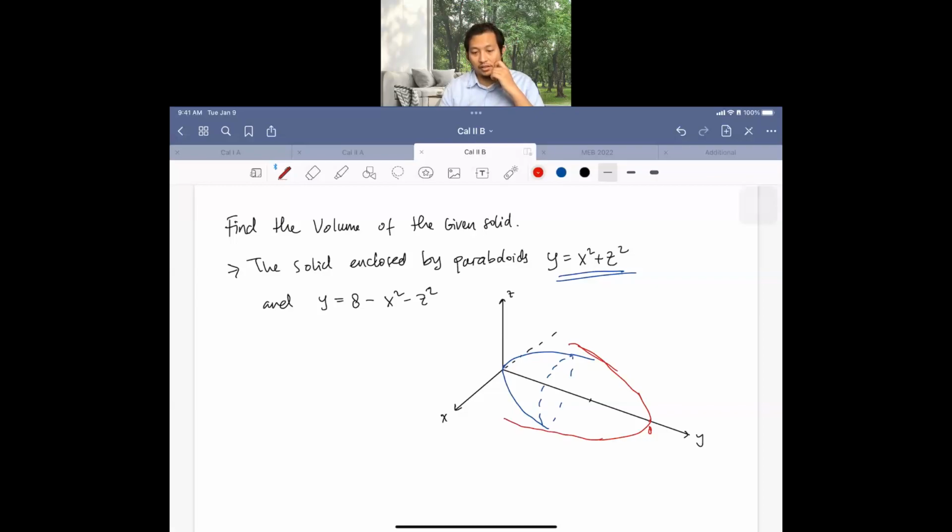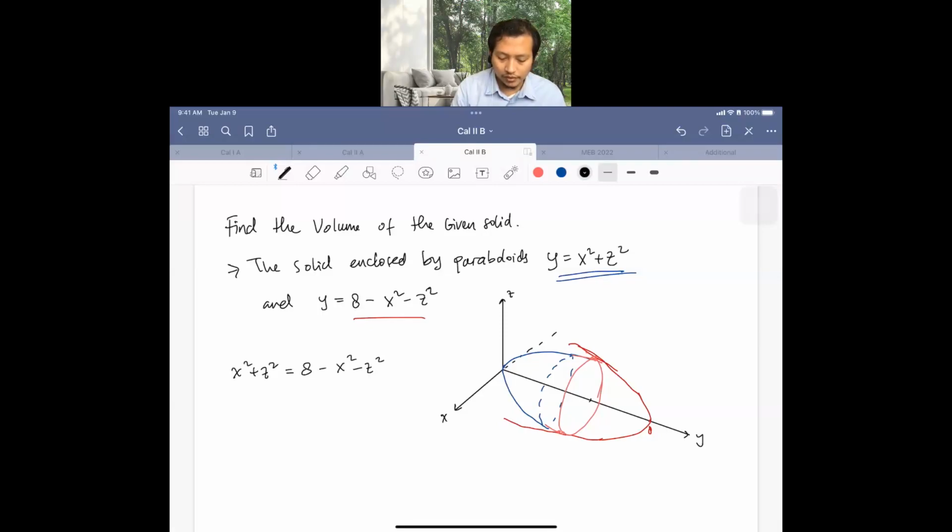If you could imagine how it looks like for the 8 minus x squared minus z squared. Now, the idea here is these two paraboloids will have a cross section. Probably here. That will be the cross section. We could see easily the cross section if we equate these two paraboloids. So x squared plus z squared equal 8 minus x squared minus z squared.